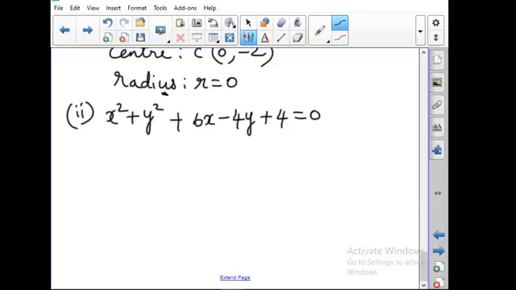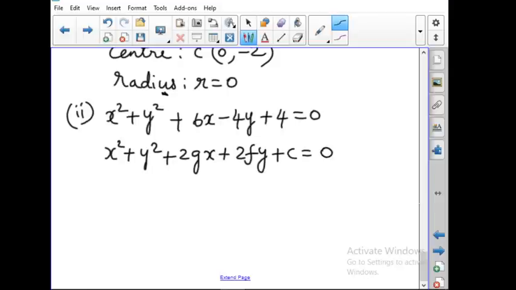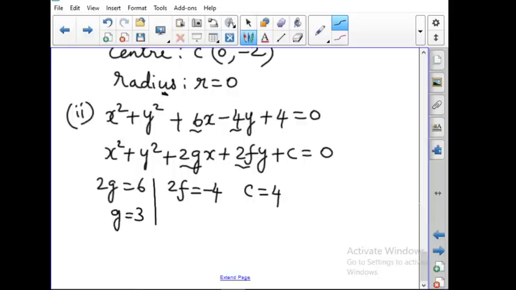So let us compare this equation with x square plus y square plus 2gx plus 2fy plus c equal to 0. So we have to compare the coefficient of x. So this is the coefficient of x. So 2g equal to 6. Compare the coefficient of y. So 2f is equal to minus 4. And here we are having c is equal to 4. So what is g? 6 by 2, 3. What is f? Minus 4 by 2, minus 2. C is equal to 4.